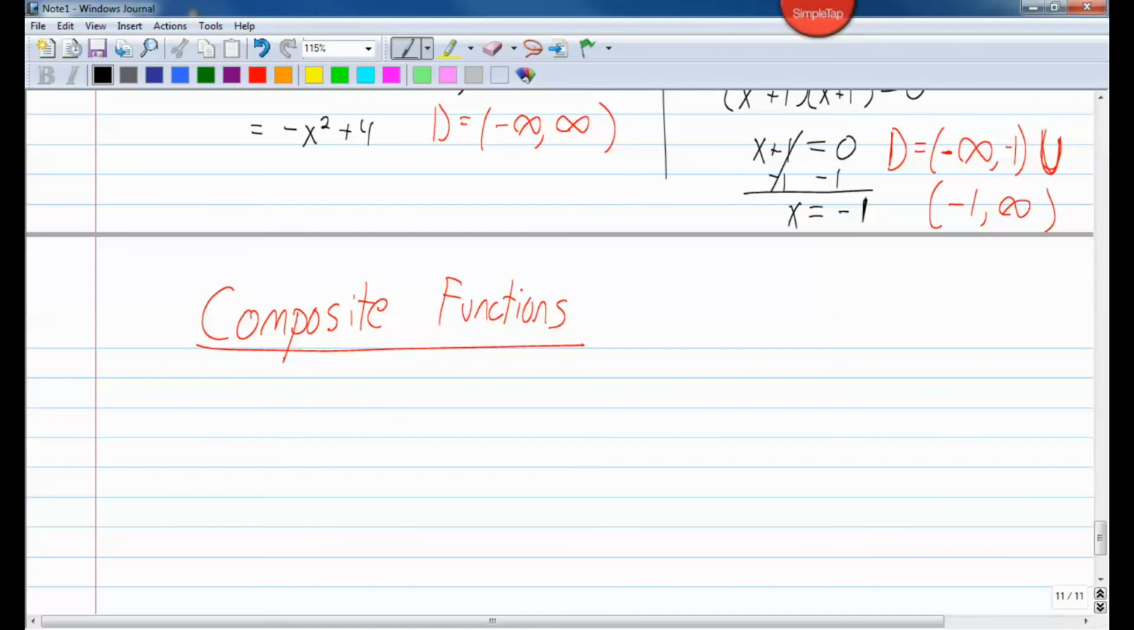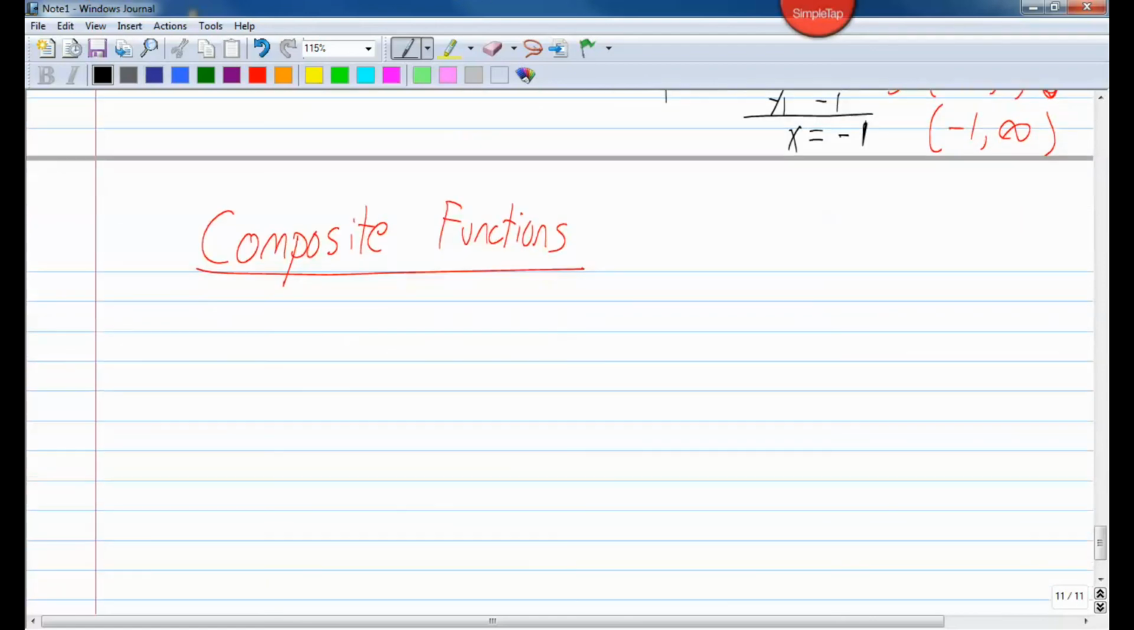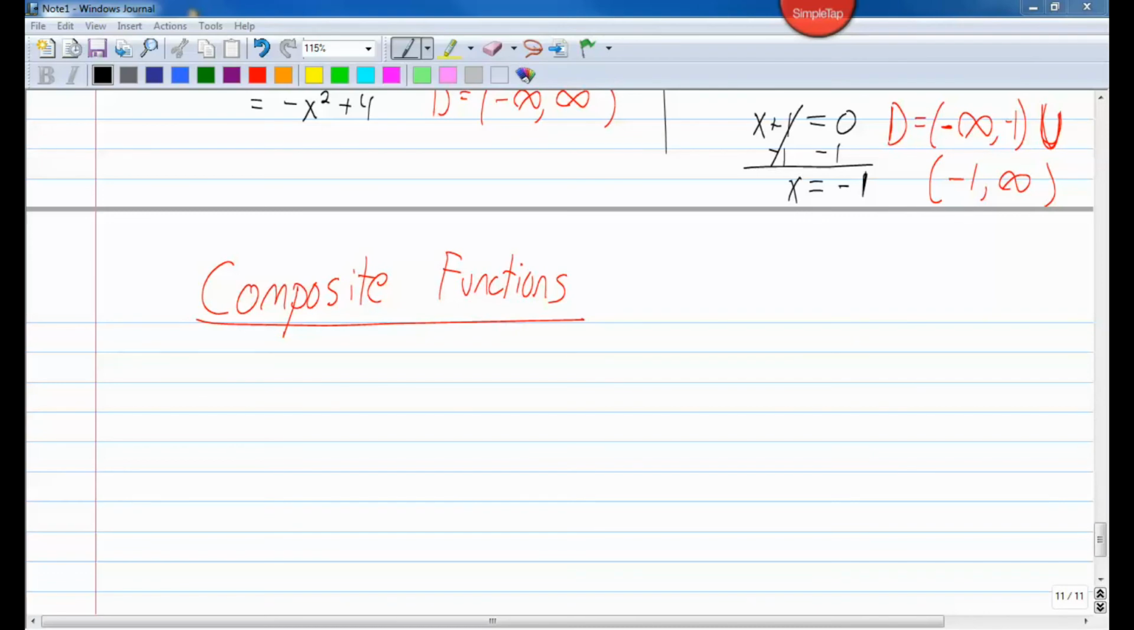Composite functions is a way of taking two functions and figuring out an equation where we see what one function evaluated in the other function would give us. So, for example, let's say that f of x was equal to x plus 1, and g of x was equal to x squared.